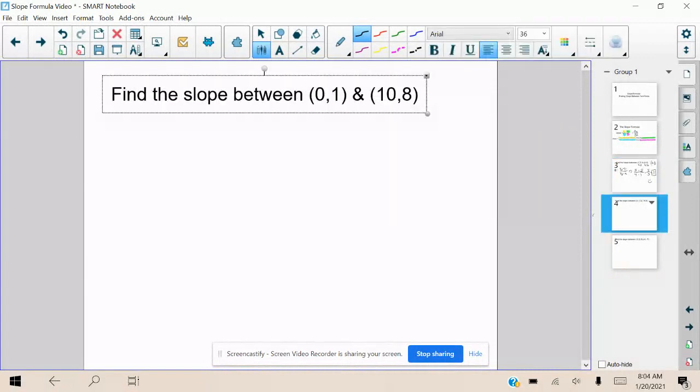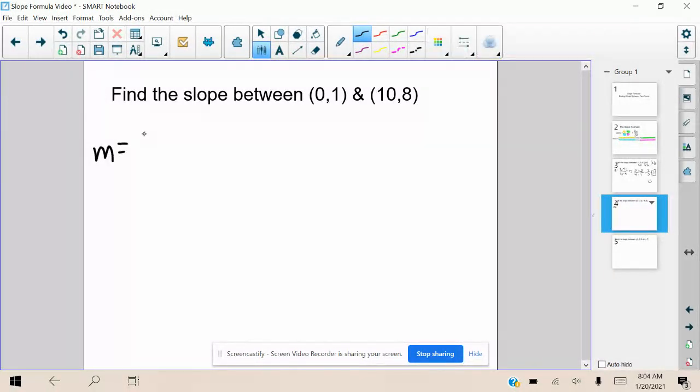Let's find the slope between these 2 points, (0, 1) and (10, 8). So again, we're going to write our slope formula every single time. That's not an exaggeration. You're going to be writing it every single time. So we look at our coordinate points, (0, 1), (10, 8). We want to identify the x and the y values and then go in and replace them with the first x value, the first y value, second x value, second y value.